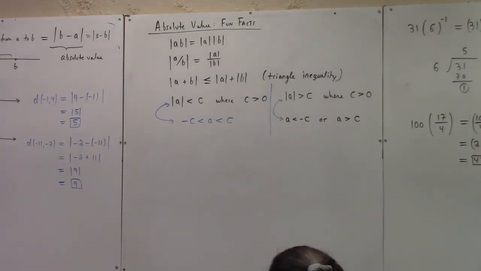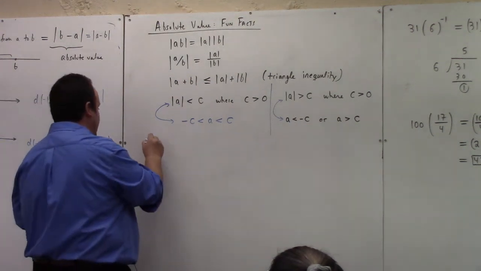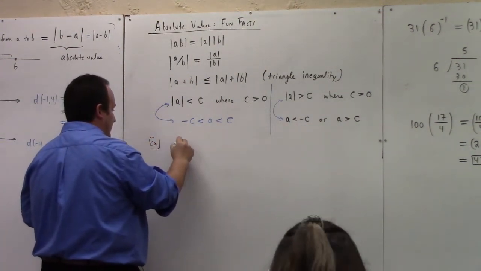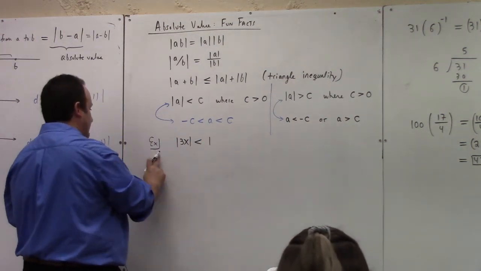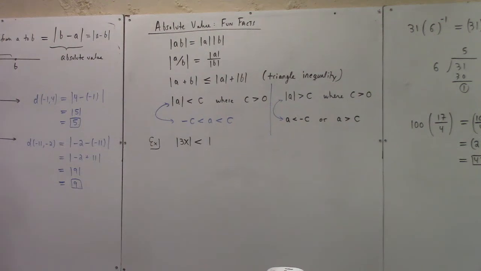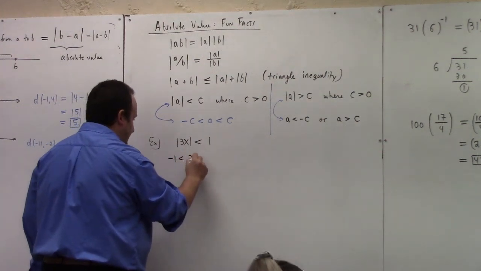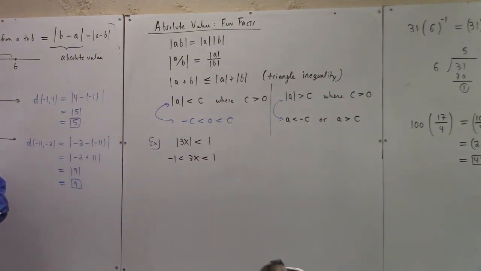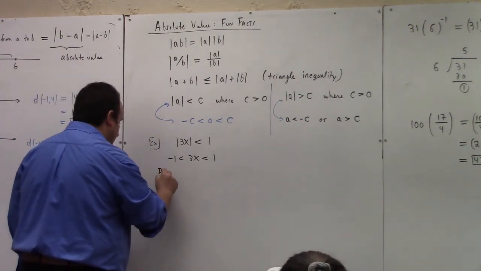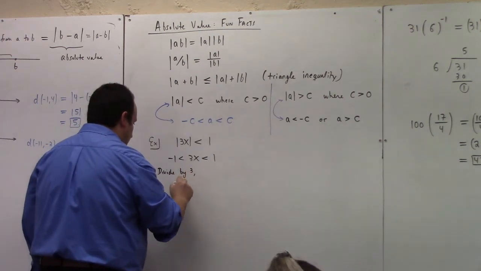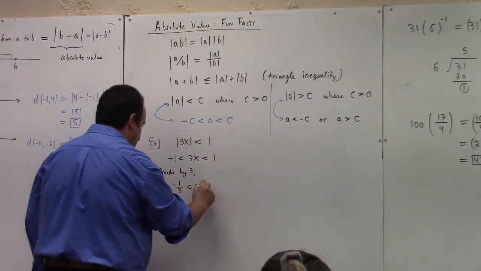Okay, so let me put this into practice with numbers and a variable. For example, if we wanted to solve the absolute value of 3x less than 1, then that would give us minus 1 less than 3x less than 1, right? And then how do you solve that inequality? All you have to do is divide by 3, right? If we divide by 3, we get minus 1/3 is less than x is less than 1/3, right?